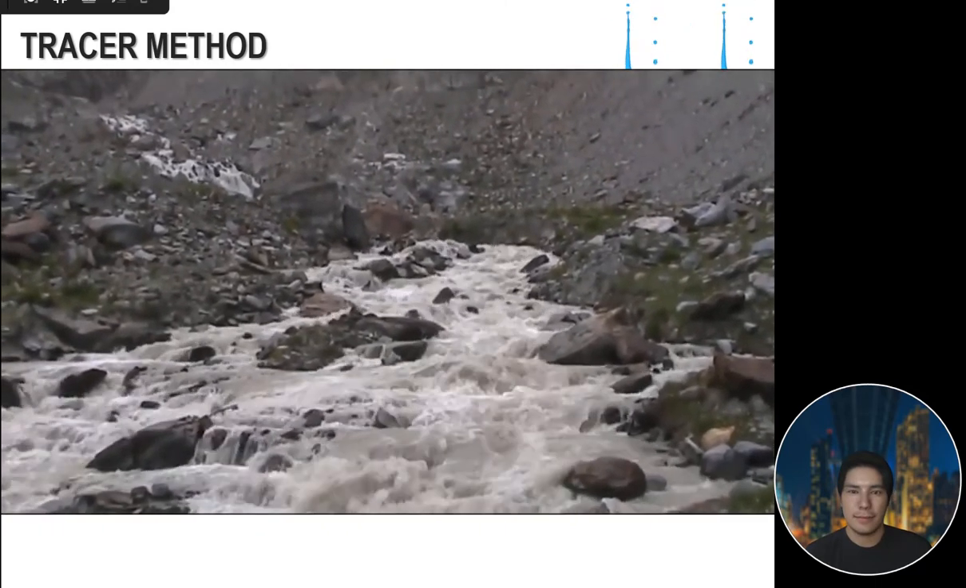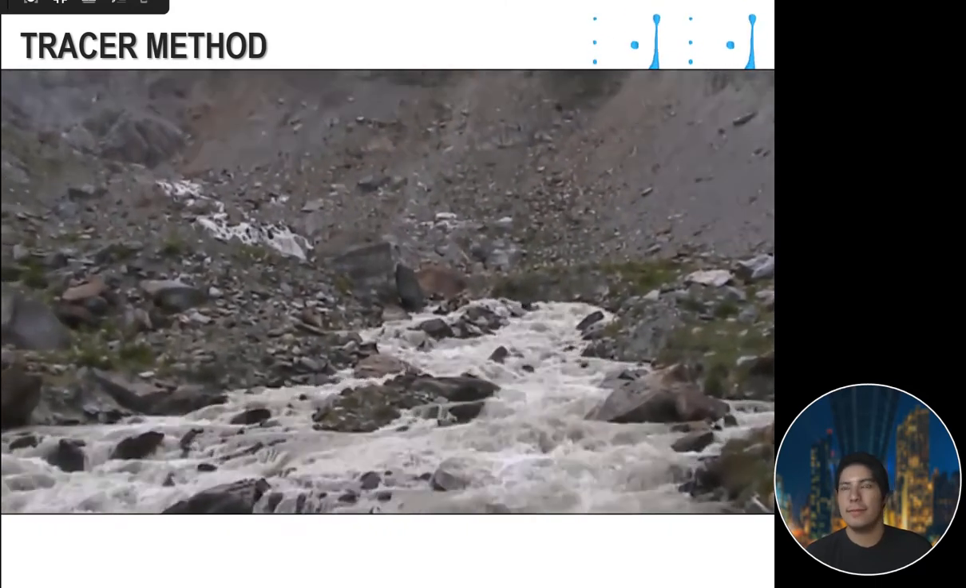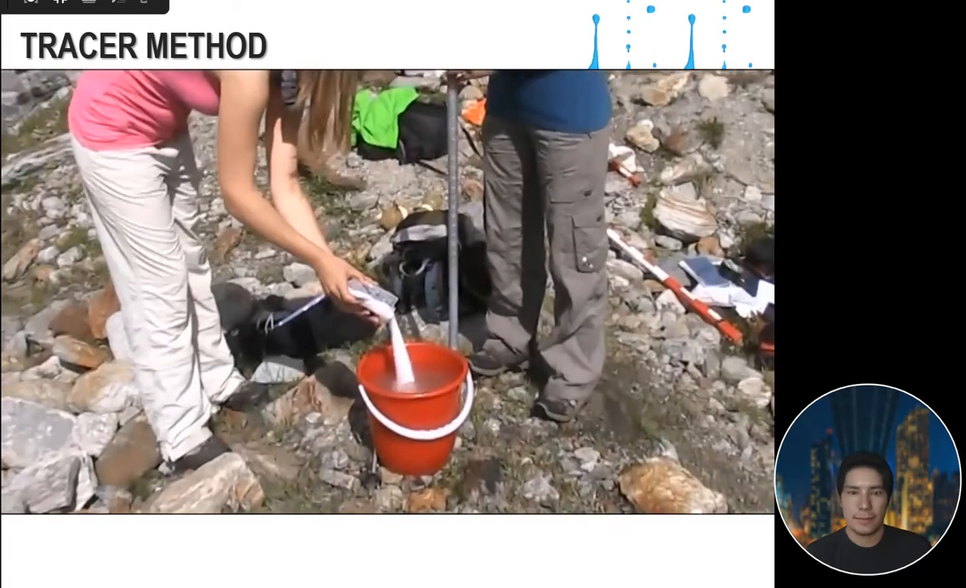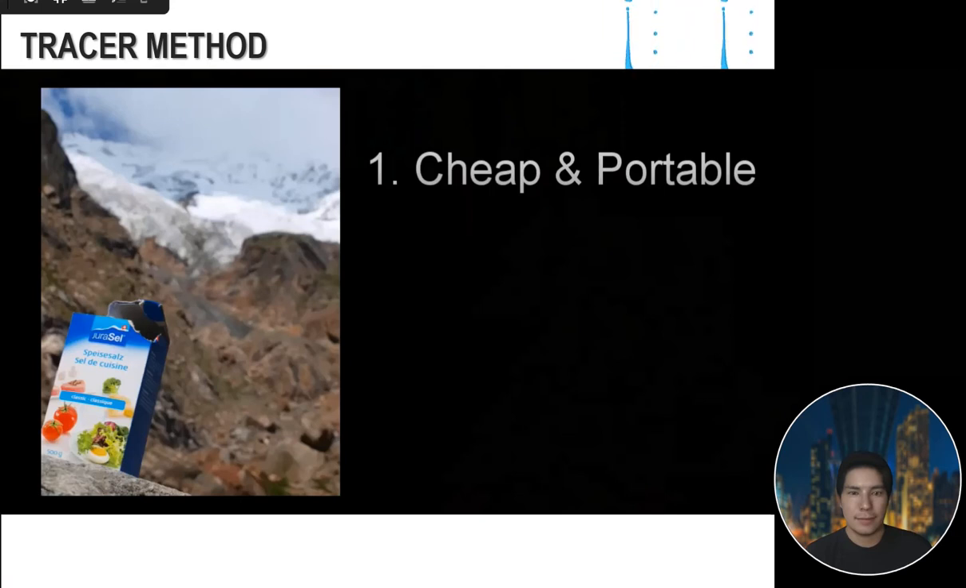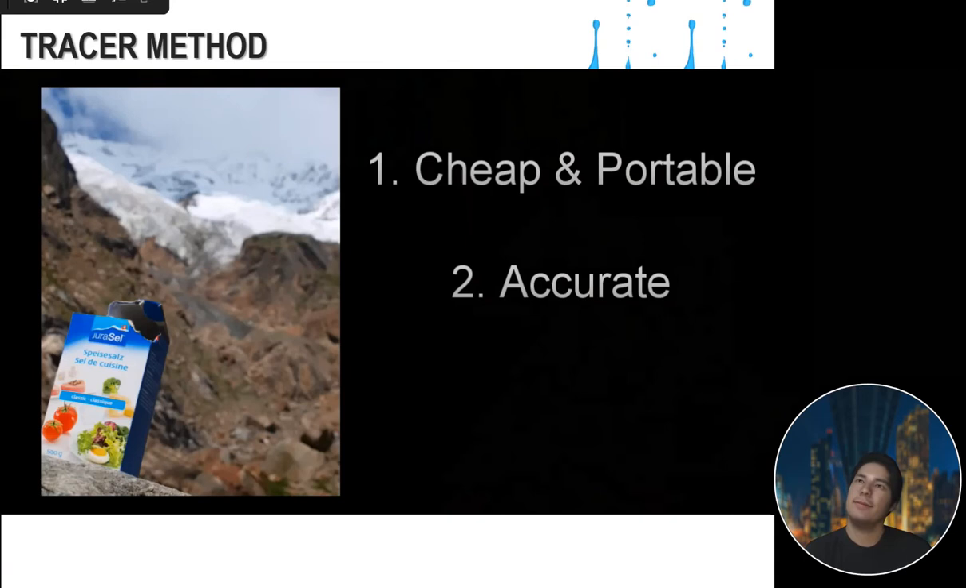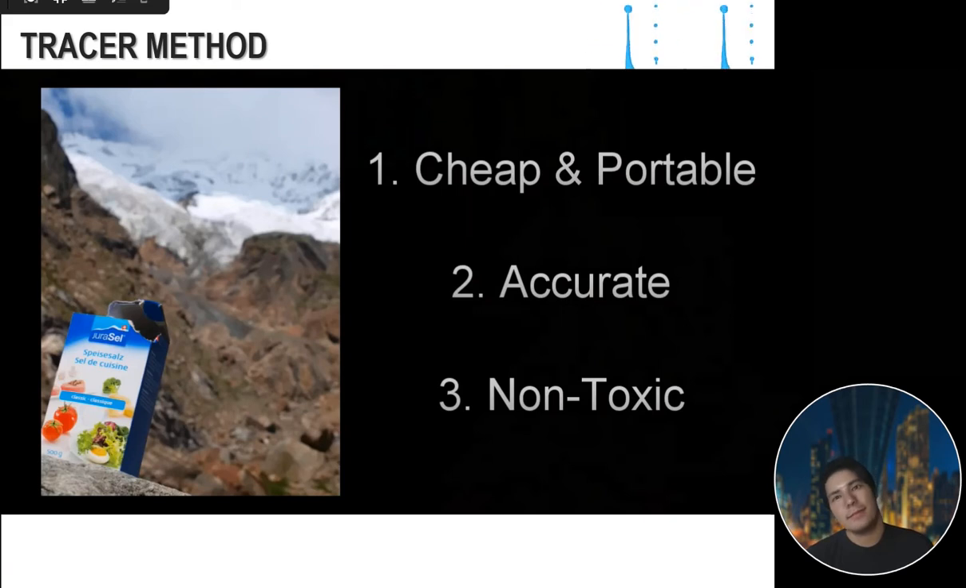Salt dilution gauging means that the discharge can be measured without wading across the stream, which can be hazardous in many fast-flowing turbulent rivers. Common table salt, sodium chloride, is popular for dilution gauging for three reasons. First, table salt is cheap and readily available. Secondly, it can be accurately measured in the field using an electrical conductivity meter. And thirdly, it is non-toxic and not damaging to the environment.